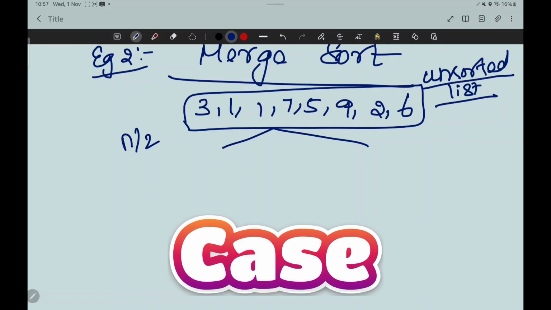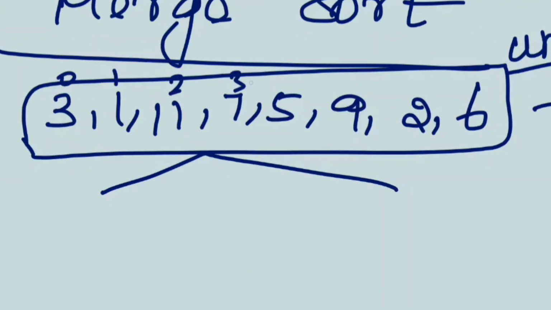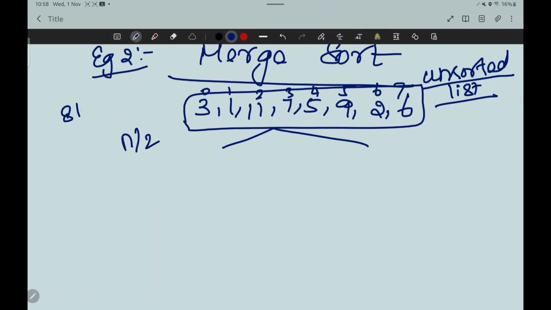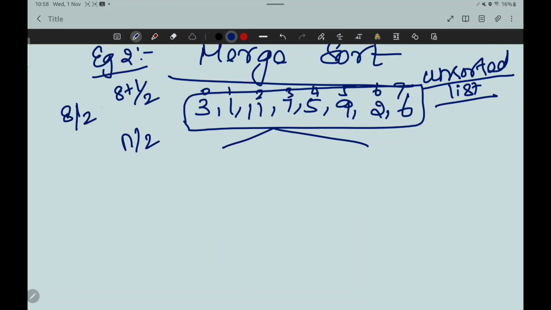So in this case, the first set of mid element is 0 to n. So we will write the 0, 1, 2, 3, 4, 5, 6, 7. So 8, n is equal to 8 elements. So either you can find it as 8 by 2 or 8 plus 1 by 2. So let us consider the mid element as 4.